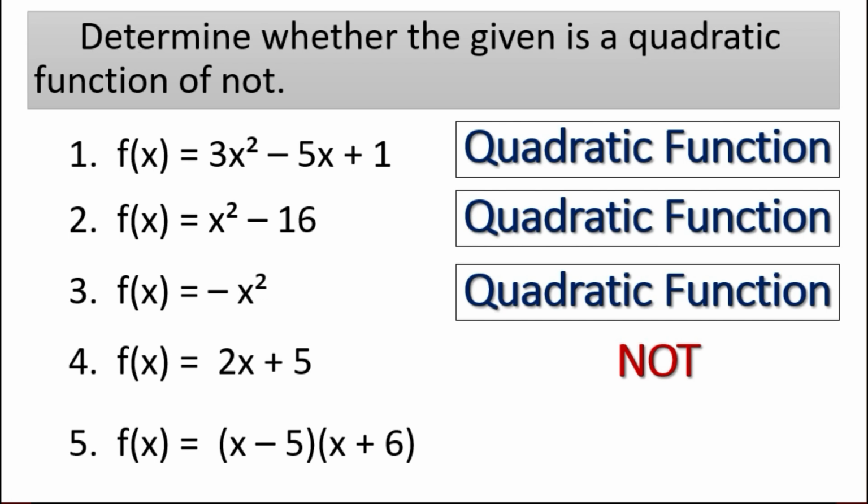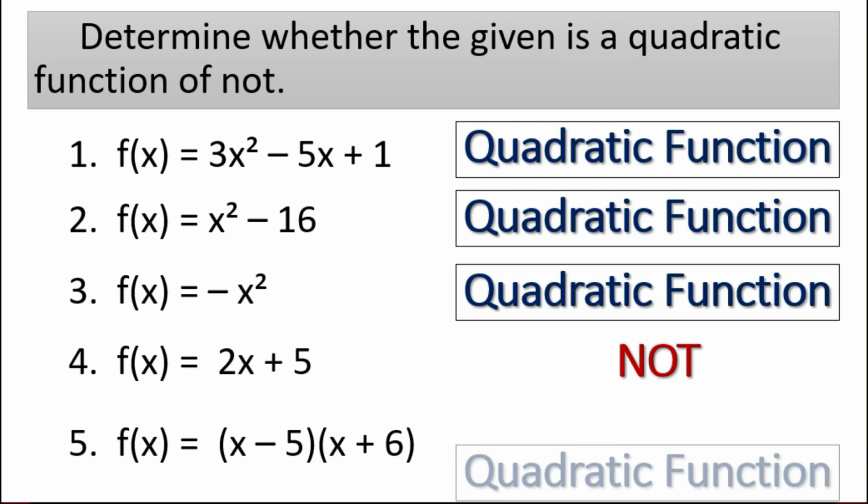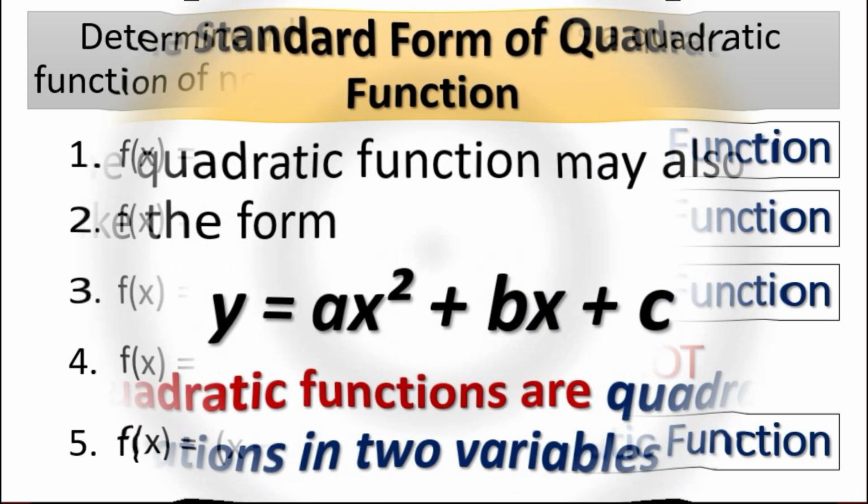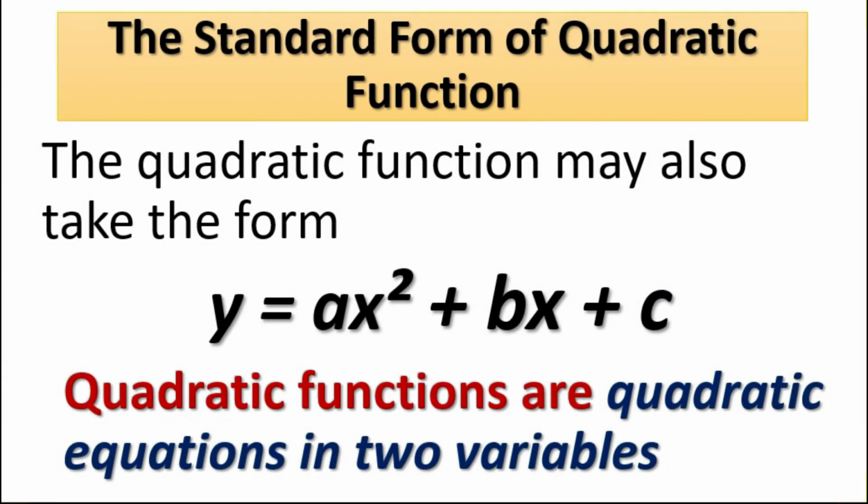Number 5, f of x equals quantity x minus 5 times quantity x plus 6. So this is a quadratic function kasi pagka ginamitan mo siya ng FOIL method, so magkakaroon ka ng quadratic trinomial. The quadratic function may also take the form y equals ax squared plus bx plus c. So, bukod sa f of x, pwede rin tayong gumamit ng y. Therefore, we can say that quadratic functions are quadratic equations in two variables.